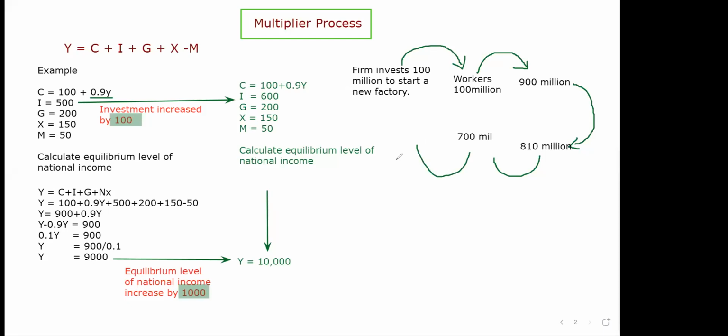So what happens here is it gets multiplied. I'm trying to explain that. Forget about the numbers here. Because of one investment activity, one small increase, it passed on. It went from one person to another person to another person. So at the end, the equilibrium level of national income has increased by a multiple amount of times. So when investment increased by 100, it got passed on to the workers. Workers got it as salaries. Workers spent it on their children's school fees. The school who got that money, they spent it on their teachers.